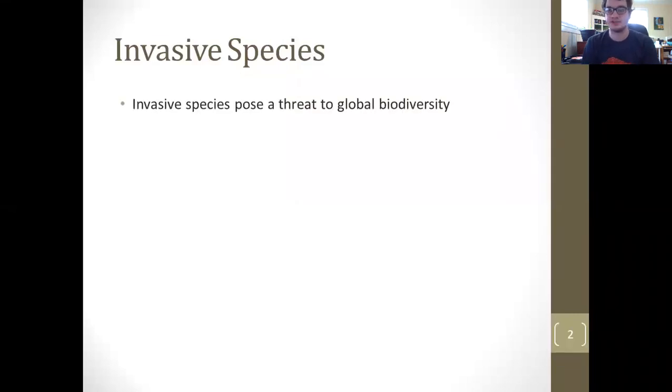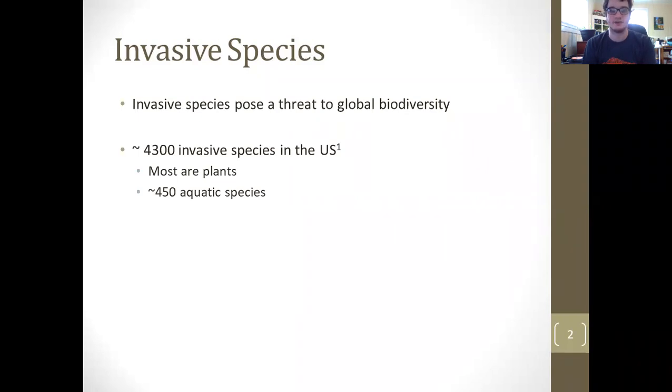Invasive species have been shown to pose a significant threat to global biodiversity by altering habitats and outcompeting native species. In the United States alone, there are approximately 4,300 invasive species, most of which are plants. Out of that, about 450 species are aquatic. As a result of damages and management programs, it has been estimated that invasive species cost approximately $120 billion a year in the United States.